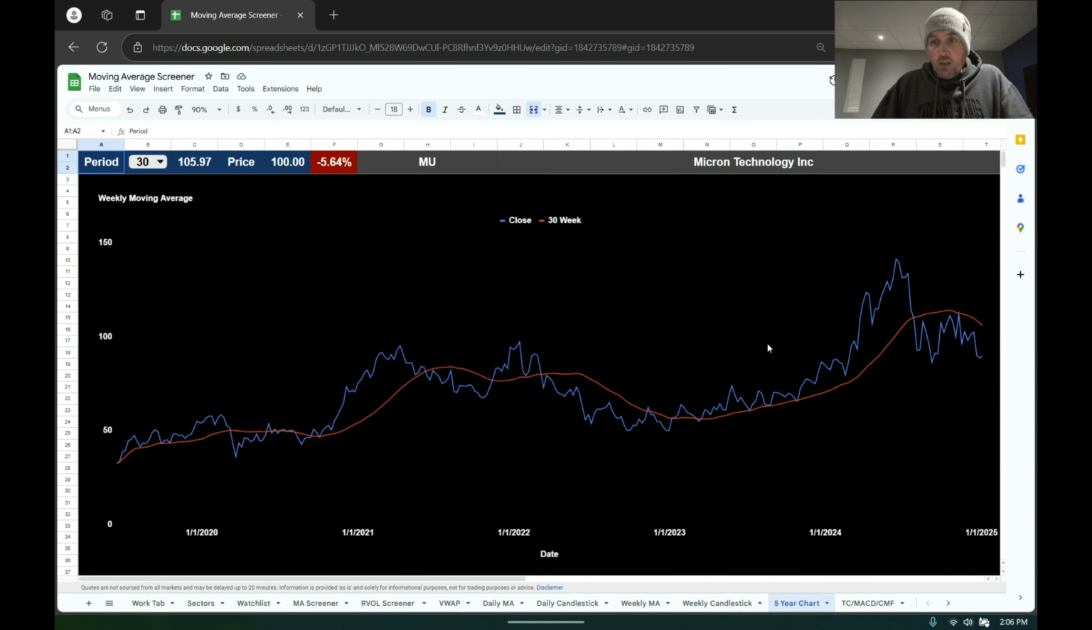We have a 5-year chart. You can see we did break down on the 5-year chart, and we're curling down. So we want to see a turnaround here. We want to see this turn back up, and that's just of the 30-week moving average.